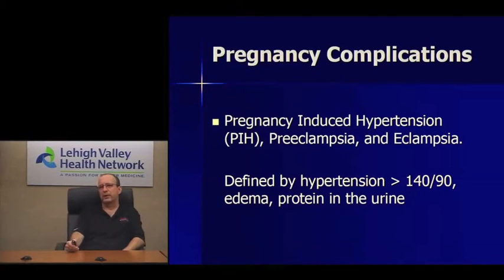Some of the other pregnancy complications, we have our pregnancy-induced hypertension, which could lead to preeclampsia or eclampsia. So hypertension that's pregnancy-induced is anything greater than 140 over 90. May include edema and protein in the urine.